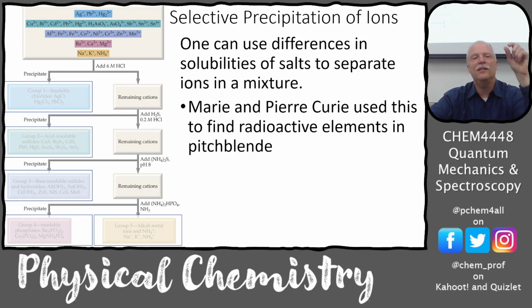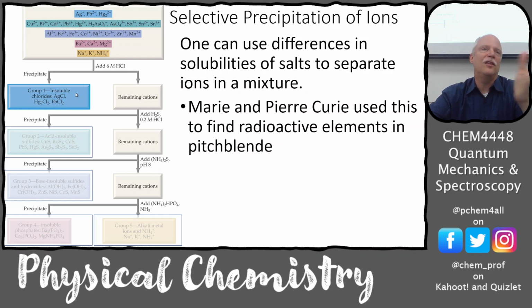And so think about this. If we take a solution that has all of these ions in it and we add 6 molar HCl, we're going to precipitate out silver, mercury 1, and lead 2, because those are insoluble with chlorine. All the other chlorides are soluble. But this is a way to remove silver, lead, and mercury 1 from our solution. And then all those remaining cations are still in solution.